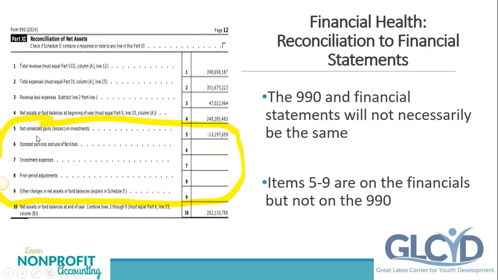So there are no net unrealized gains or losses of investments on the 990. There's no donated services or use of facilities on the 990. There's no investment expenses or prior period adjustments. So these bottom two are other accounting adjustments. But none of these things are included on the 990, although they are included on the financials. And that's where you can see how the financial statement agrees to the 990.